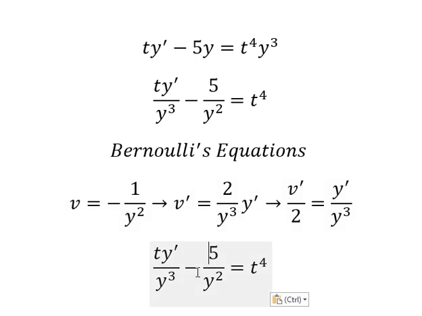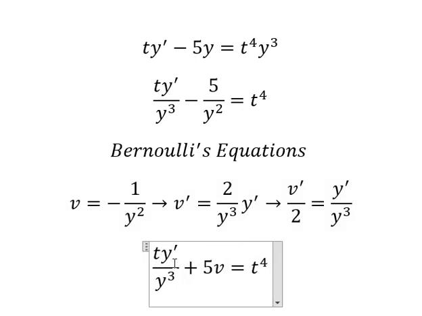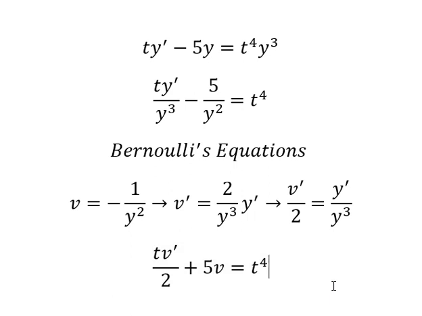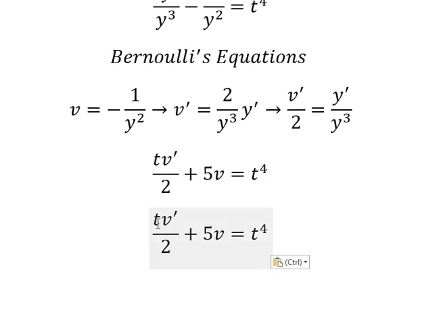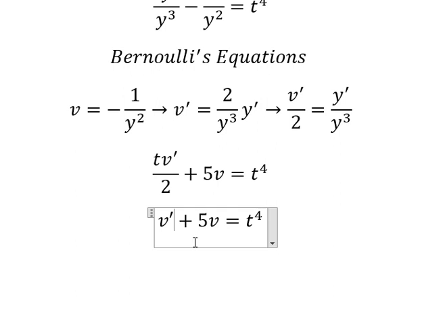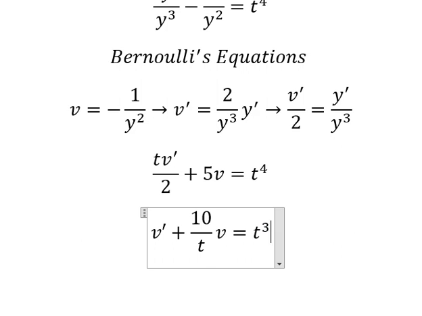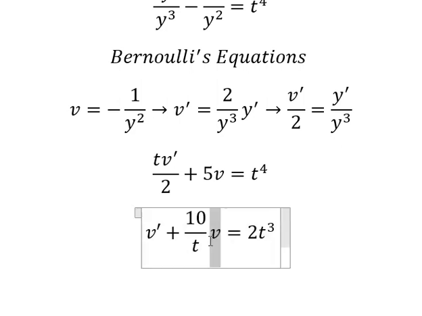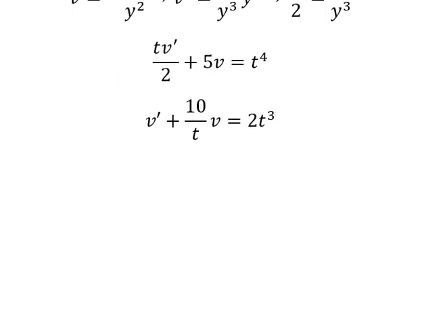So this one will change to v. This one will change to this one. Now we divide both sides by t over 2. So we have the first derivative of v and v. So this is a linear differential equation.